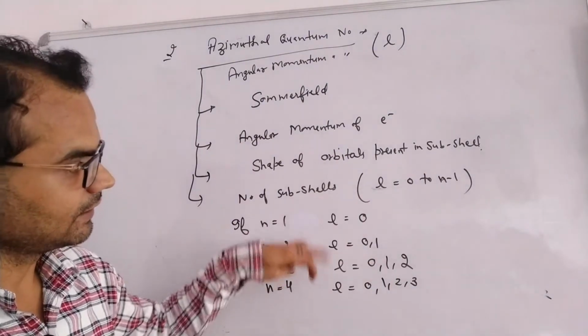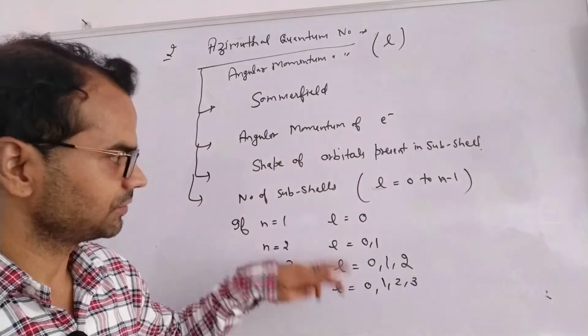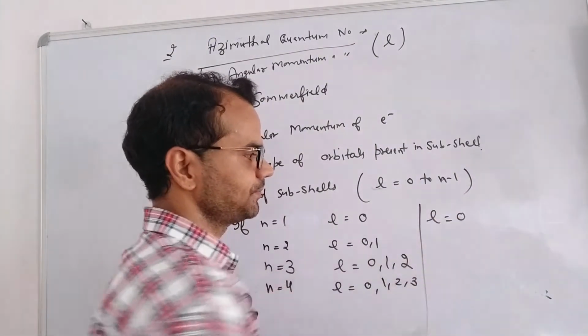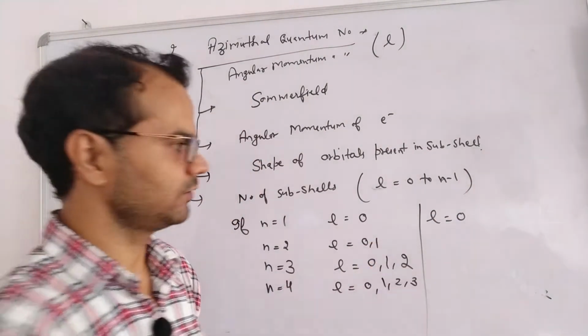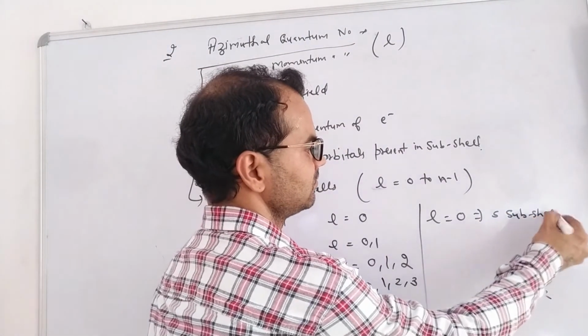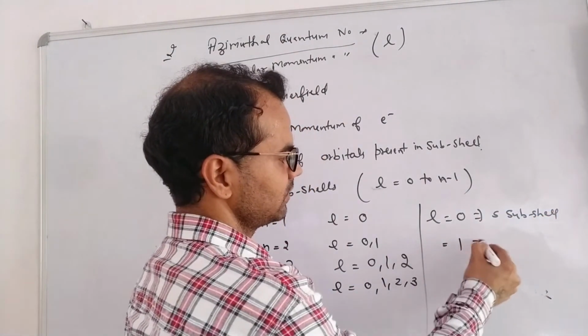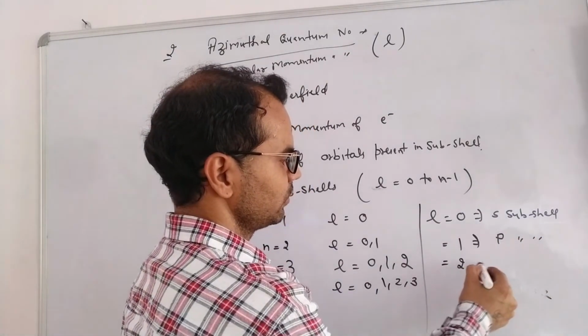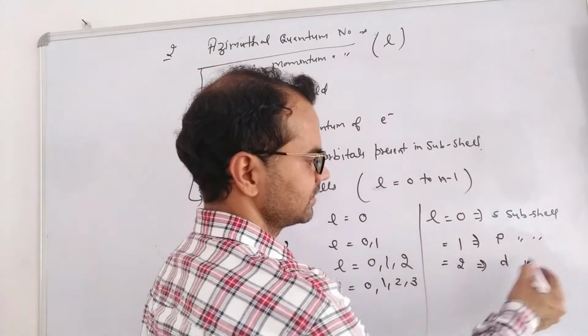And we assign the subshell names. If l equal to 0, that subshell is the s subshell. If l equal to 1, the subshell name is p subshell. L equal to 2, the subshell name is d.